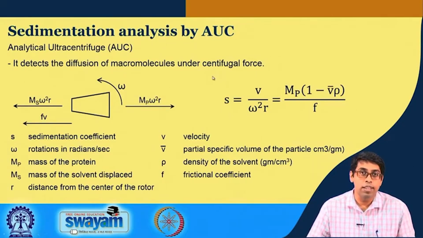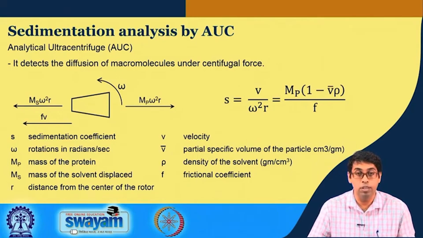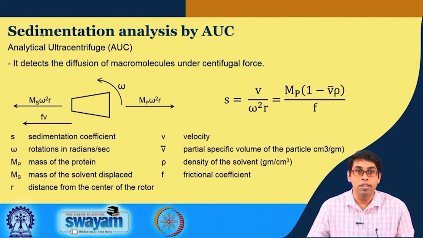Sedimentation analysis is another experiment which can give us a lot of information about your protein size, molecular mass, and also shape. The typical instrument that is used is called an analytical ultracentrifuge. Ultracentrifuge because the samples are spun at a very high frequency, a minimum of 40,000 rotations per minute, and it can go up to 60,000 rotations per minute. While the sample is under this centrifugal force, it is monitored in real time. That is why it is called an analytical ultracentrifuge.